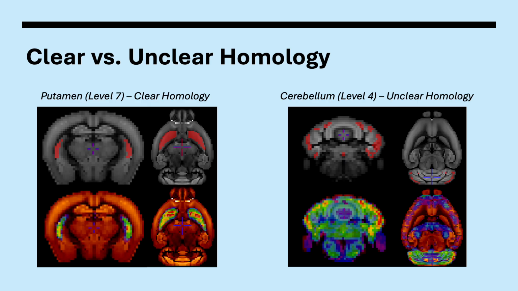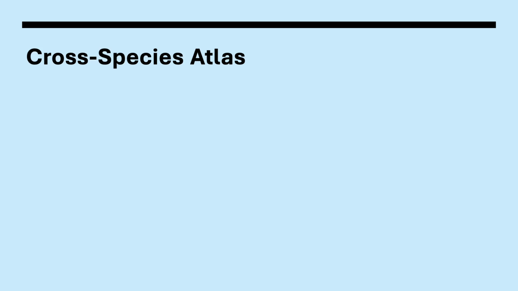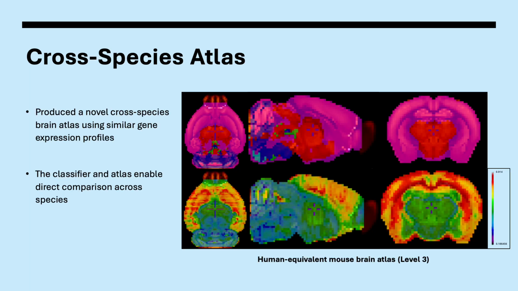Finally, if there is one thing you should take away from my presentation, it is that I created a novel cross-species brain atlas. This atlas was organized hierarchically, reflecting the same anatomical tree structure shown earlier. The atlas displayed here represents the coarsest level, level 3.